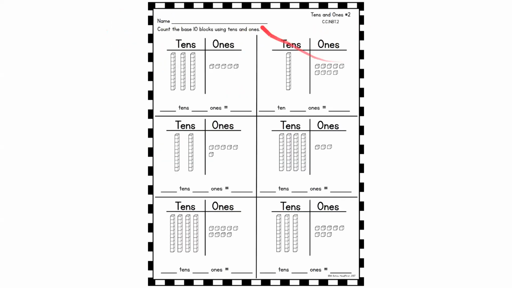Now let us look at worksheet number 1. In worksheet number 1, we have to count the blocks and then write the numbers. So let us count. I will do the first question. Let's count the tens blocks. 1, 2, 3. So I will write 3 here. I have 3 tens. Now let's count ones. 1, 2, 3, 4, 5. How many ones do I have? I have 5. So what will be the number? The number will be 3, 5, 35. So like this, you will do the rest of the questions also.